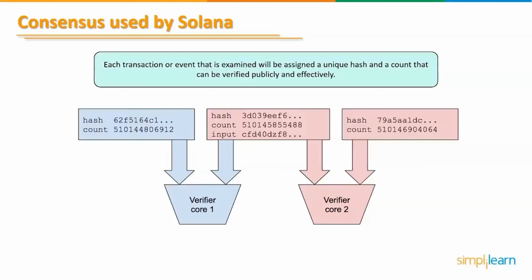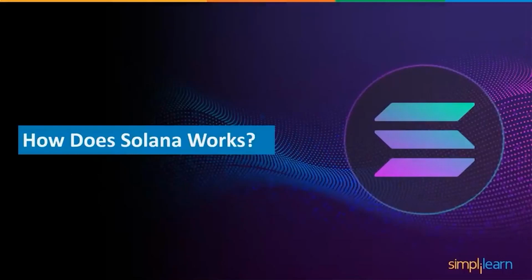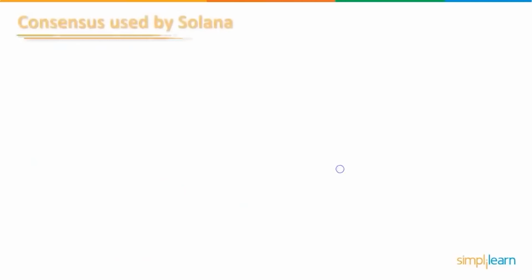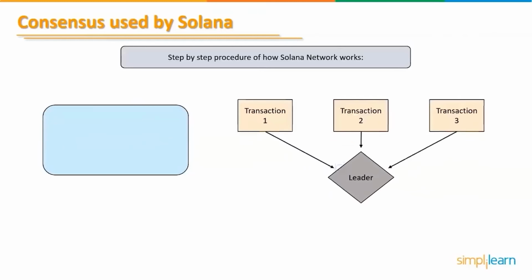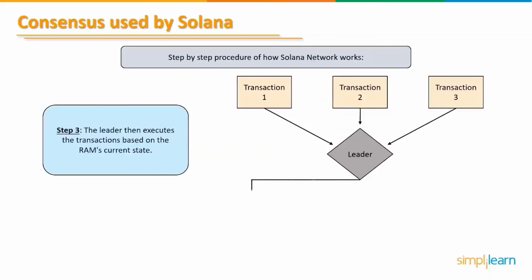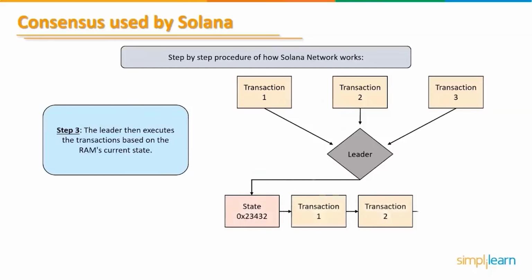Now that we know about its structure and mechanism, let's explore how Solana works. Now we know Solana has built a one-of-a-kind method for determining the time of a transaction known as proof of history. Let's see the step-by-step procedure of how it works. Step 1. Input the details of transactions performed in the network to its leader. Step 2. The leader will now efficiently sequence and organize the messages so that they can be processed by other nodes. Step 3. The leader then executes the transactions based on the RAM's current state.